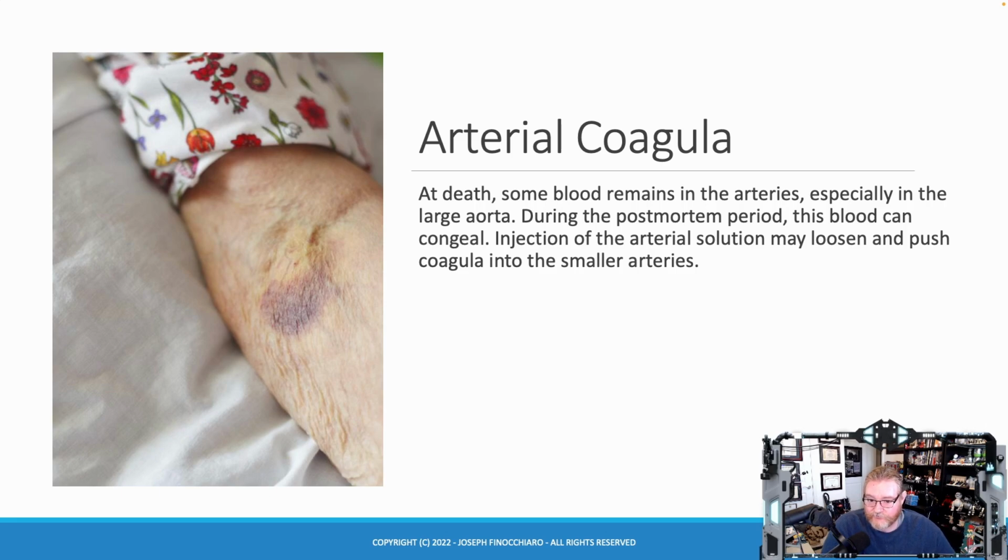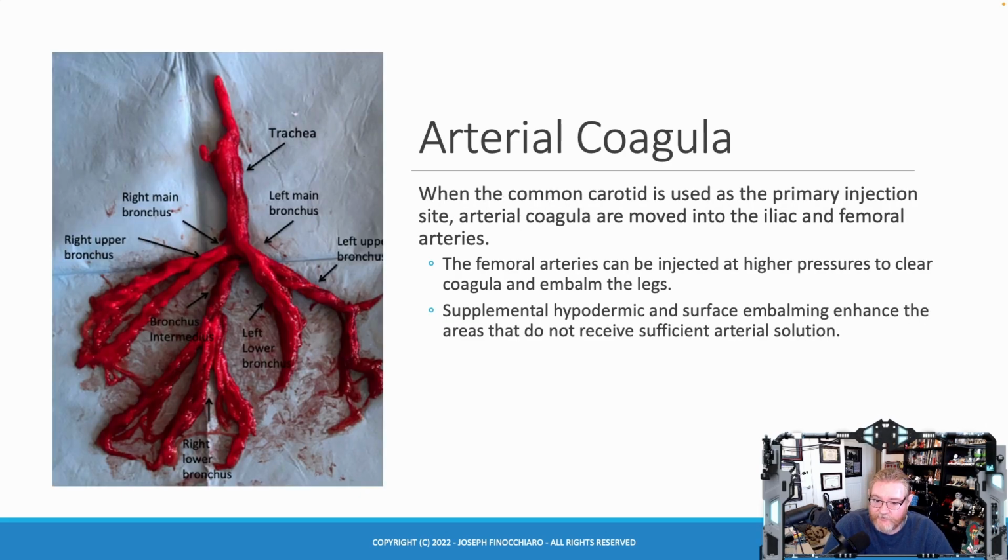Injection of the arterial solution may loosen and push coagula into the smaller arteries. When the common carotid is used as the primary injection site, arterial coagula are moved into the iliac and femoral arteries. The femoral arteries can be injected at higher pressures to clear coagula and embalm the legs. Supplemental hypodermic and surface embalming enhance the areas that do not receive sufficient arterial solution.